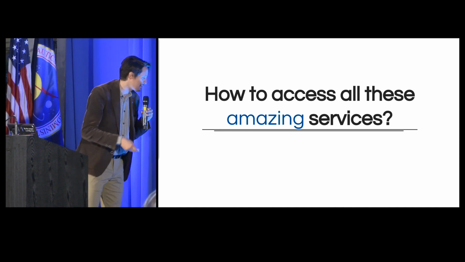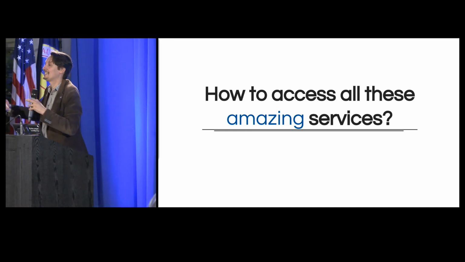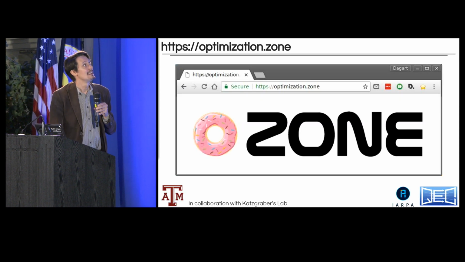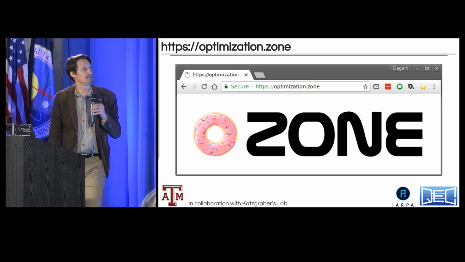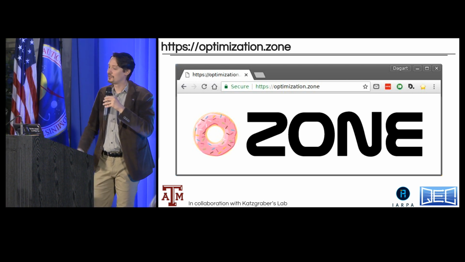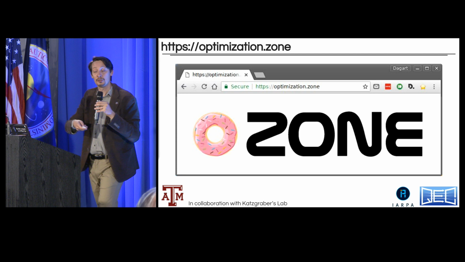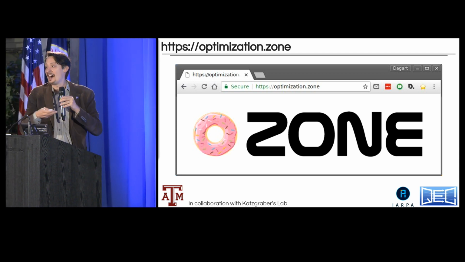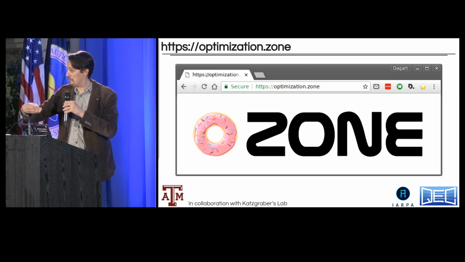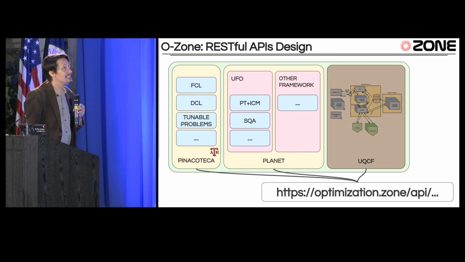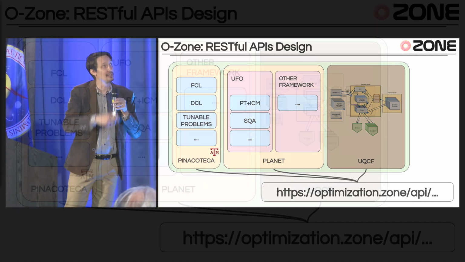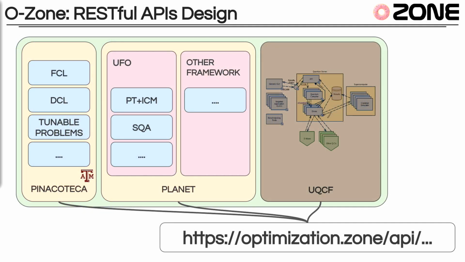However, of course, one of the questions is, how can we access all of these amazing services? So right now, in collaboration with Katzgraber's lab and within the QEO program, we are starting to launch this optimization zone. Actually, you can go here, but now it's just a mock web page. But in the future, we will have APIs. And the idea is to have all the services that we have under the same series of APIs.